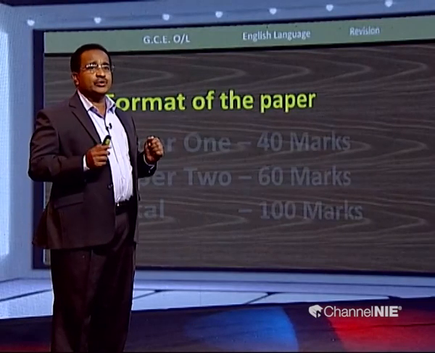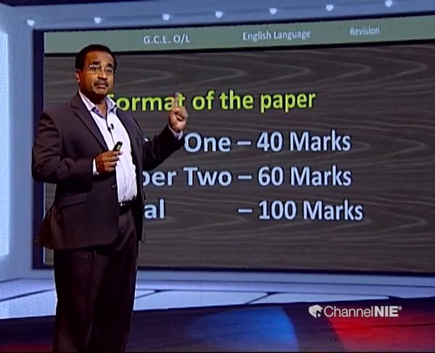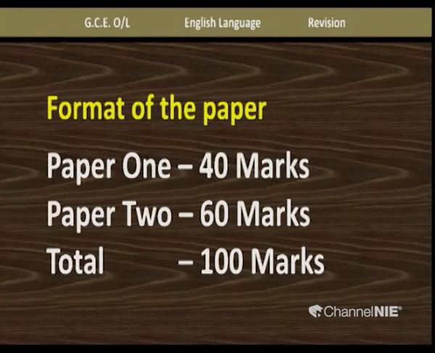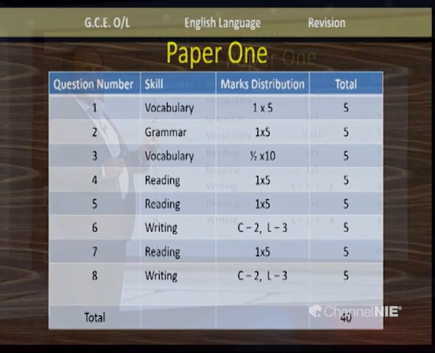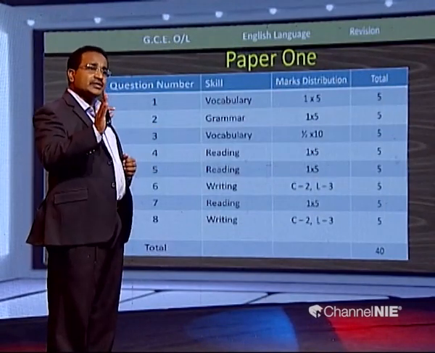Before we start the revision, let us have a look at the format of the paper. The GCE ordinary level paper comes as two papers, paper 1 and paper 2. In paper 1, you have 40 marks. For paper 2, you will be given 60 marks. Altogether, you will get 100 marks. If you analyze the questions in paper 1, you can find out that there are 8 questions. The first question is on vocabulary, second grammar, third once again vocabulary, fourth reading, fifth reading, sixth writing, seventh reading and eighth writing. For all these questions you get 5 marks each. So, 5 into 8, 40. That is how you get marks for the first paper.